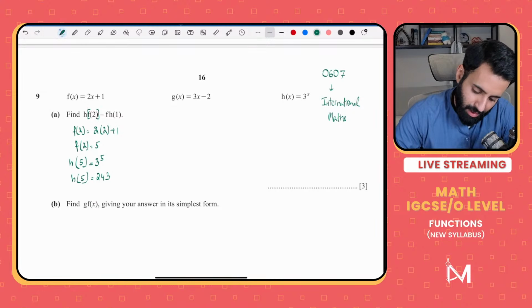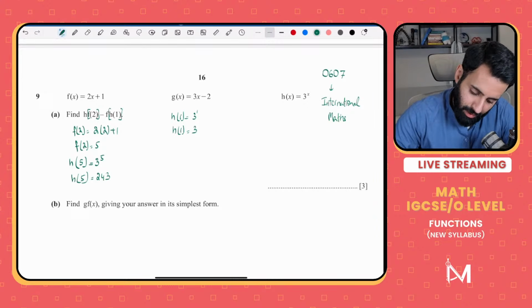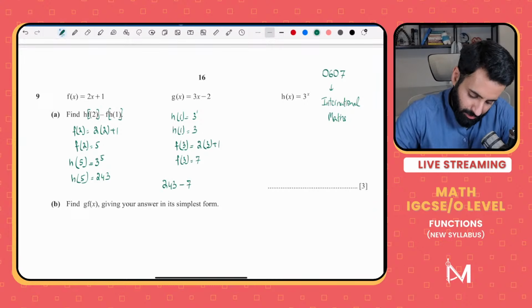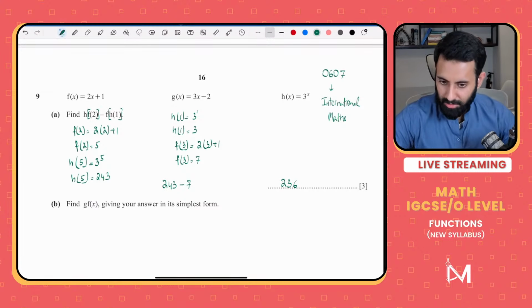Okay, here we have f of h of 1. So once again, we're going to break it down. Let's first evaluate h of 1, which is equal to 3 to the power 1, which means it's equal to 3. Then f of h of 1 basically becomes f of 3, which means 2 times 3 plus 1. So that means f of 3 equals 7. Now 243 minus 7, which, like you guys said, is in fact equal to 236.